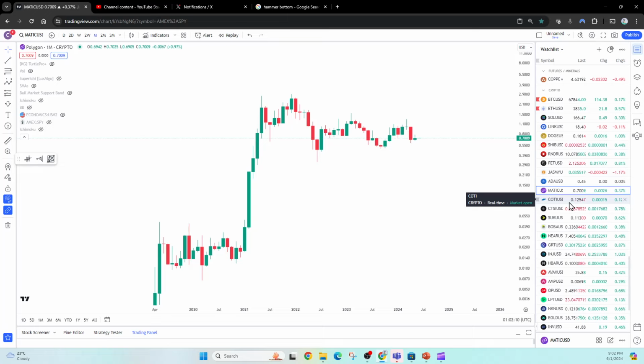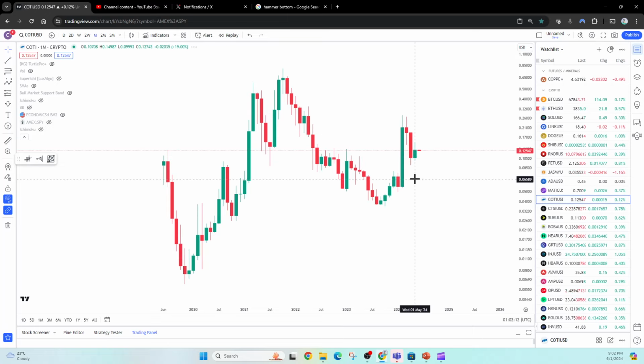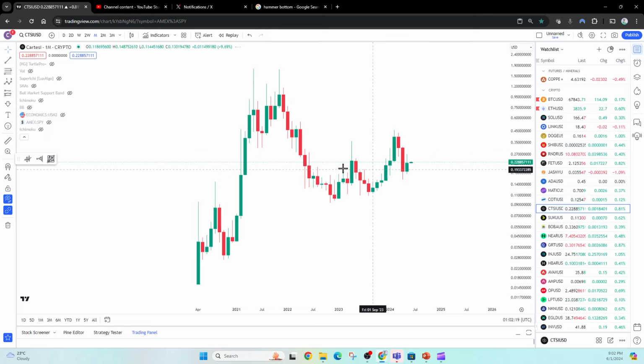No guarantees, right? Some of my other favorites: I have Cody, very similar, with an Adam and Eve bottom. You have Cortasi, very similar, with a double bottom back test.